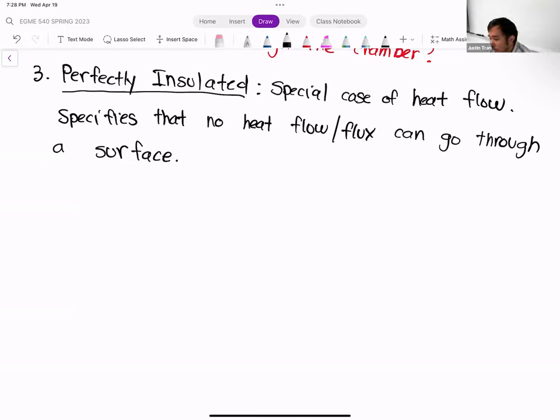But oftentimes, for certain conditions, that amount of heat is so negligible that you can basically assume that it's perfectly insulated. So this case is fairly common, even though technically there's no such thing as absolutely perfect insulation. It could still be a useful approximation in a lot of cases.